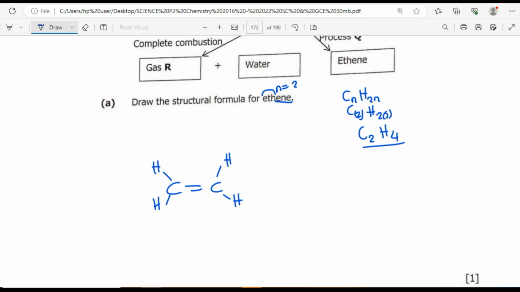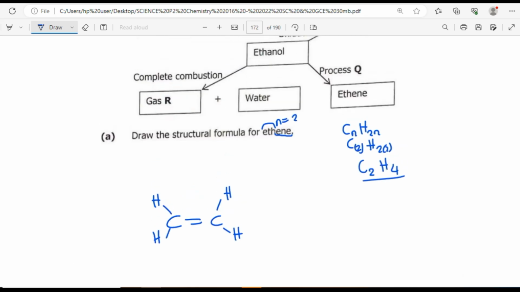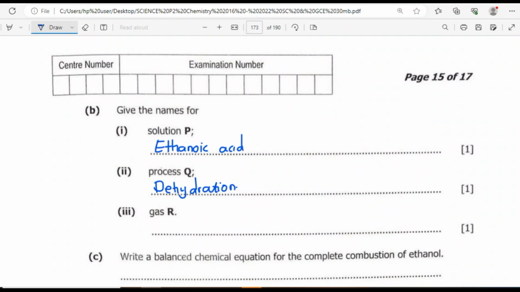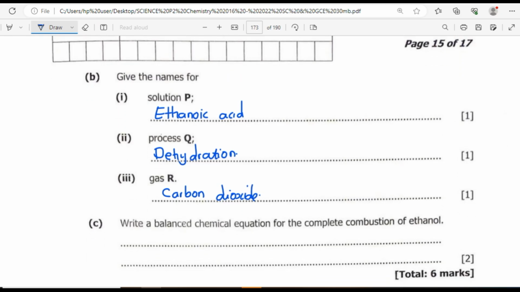Okay, so gas R. Complete combustion will form water and carbon dioxide. So gas R is carbon dioxide. Write a balanced chemical equation for the complete combustion of ethanol. So ethanol is C2H5OH plus O2 gives CO2. Remember, we get carbon dioxide plus H2O.